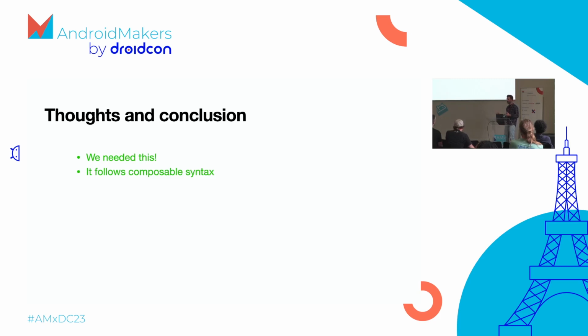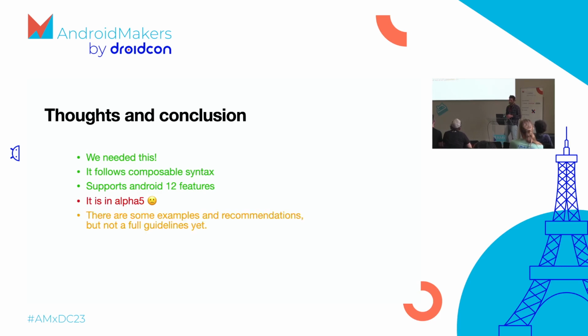We do not have a lot of components because we are limited by RemoteViews, but we can use some kind of Compose functions. It supports Android 12 features like corner radius or themes, things like that. It's still in Alpha 5, although I will tell you about this in the next slide. And there are some examples and recommendations from Googlers, but there are no full guidelines and documentation, probably because it's still alpha, but I'm really hoping to see that soon.